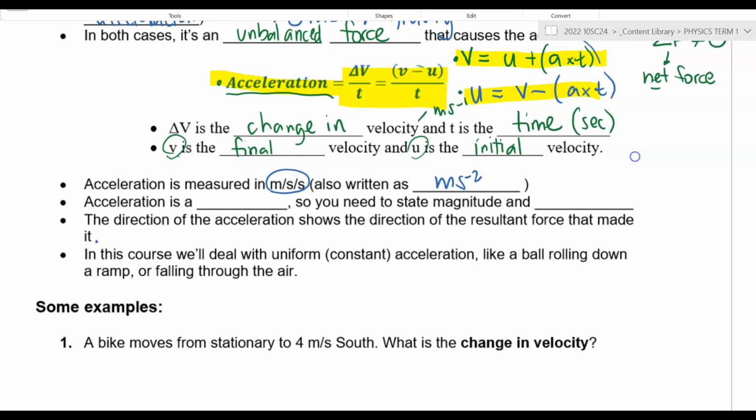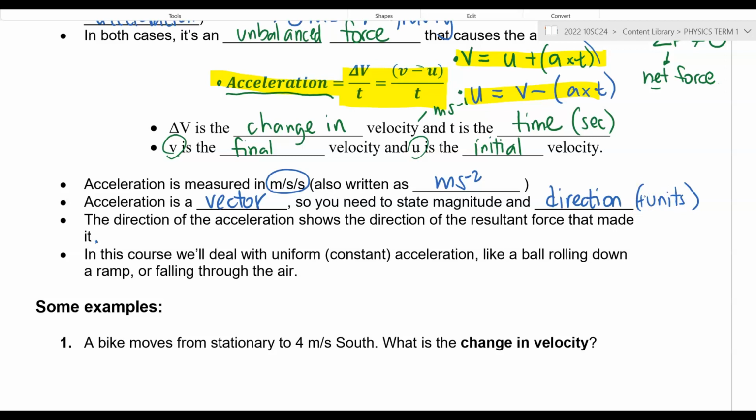Okay. Next important point is, remember, acceleration's a vector. So, of course, you need to state magnitude, and you need to say which way it is pointing. Up, down, left, right, north, south, east, west, whatever it might be. And then, of course, don't forget, you've got to have your units as well.